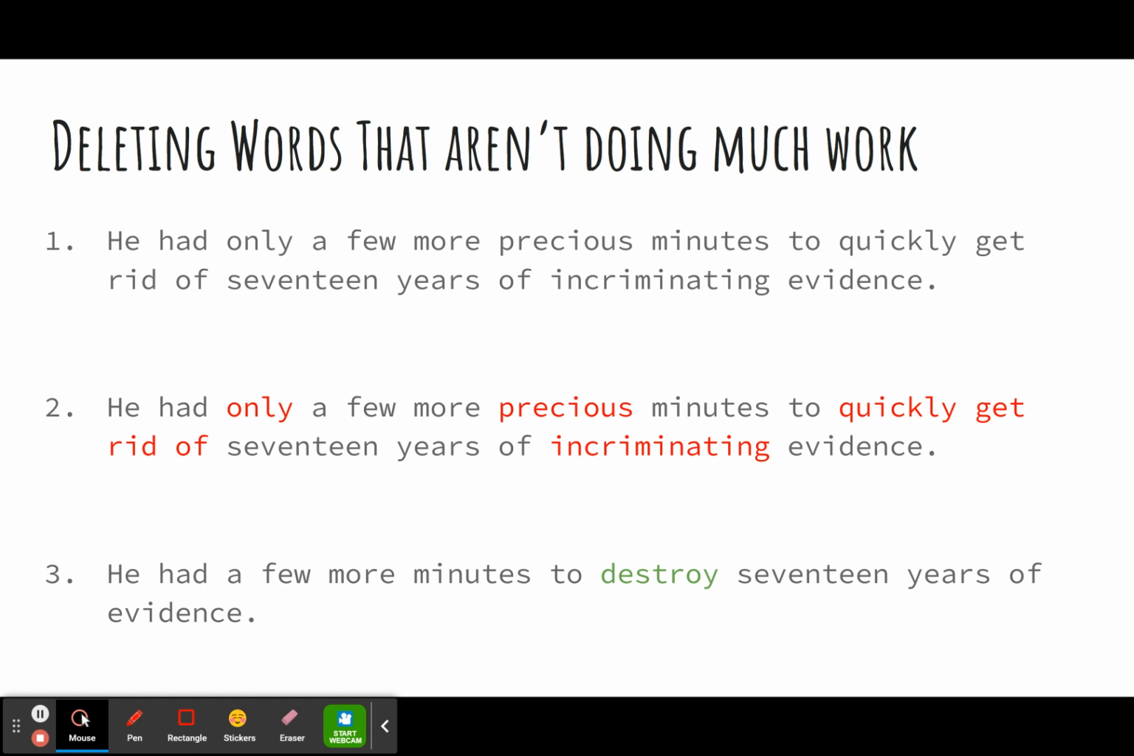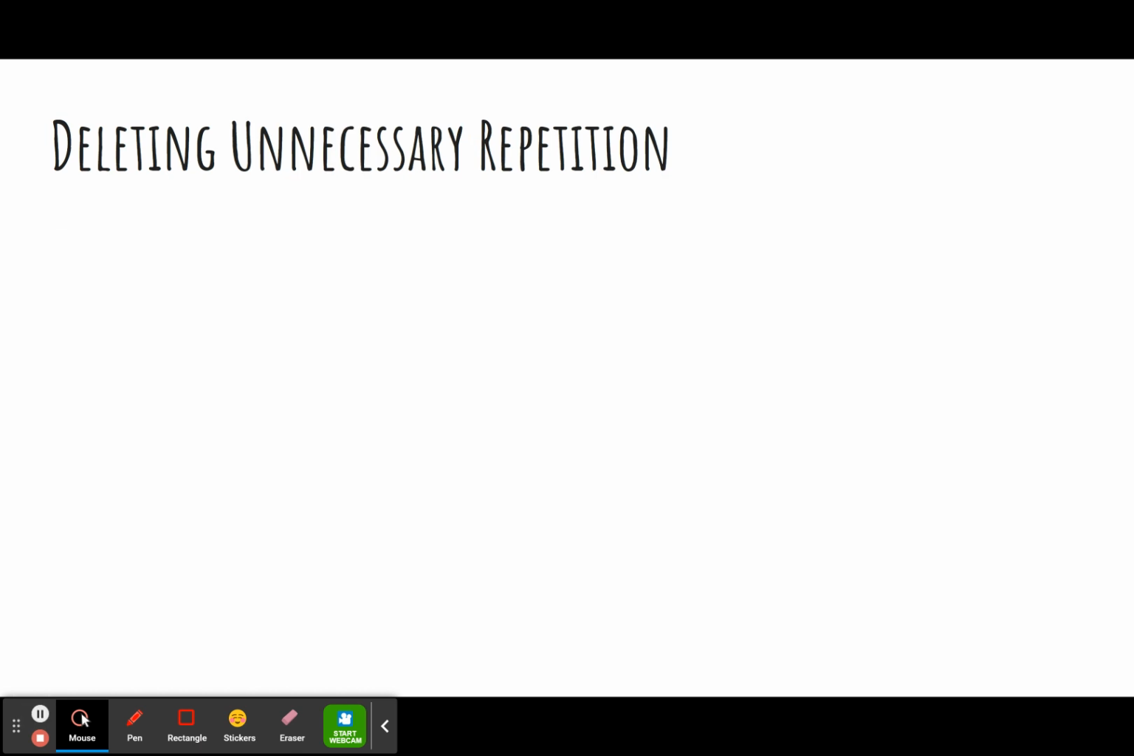So you're looking at your sentences to get rid of words that don't do much for you, so you can replace them with something like "destroy" if you have a single word that does the same thing you're wanting to get across, just more efficiently. The other thing you're looking for on delete day is deleting unnecessary repetition.